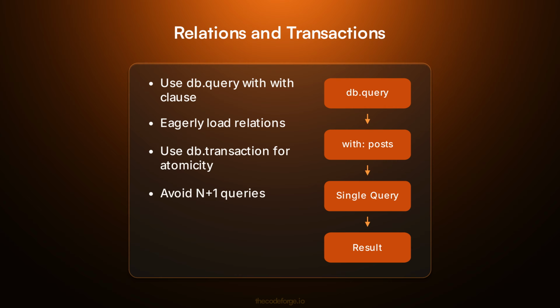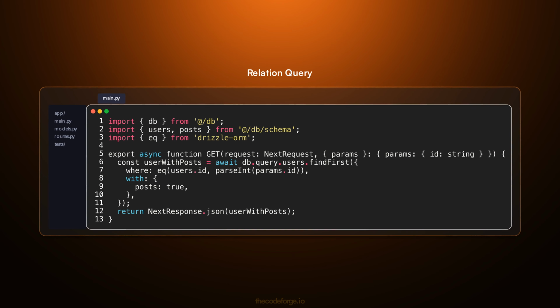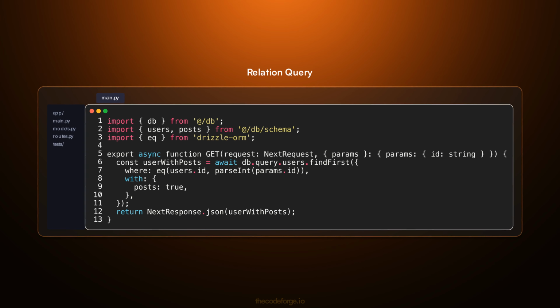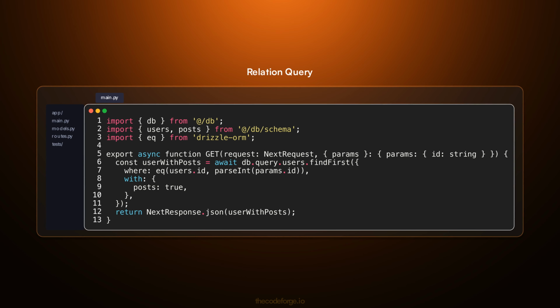Use db.query.findMany with with clauses to eagerly load relations. For atomic operations, wrap multiple queries in a transaction using db.transaction. This query fetches a user with all their posts in a single query using the with clause. Drizzle's relational API is intuitive, but can generate N+1 queries if not careful. Use with to batch load.